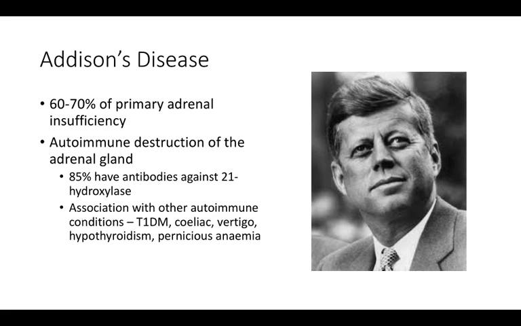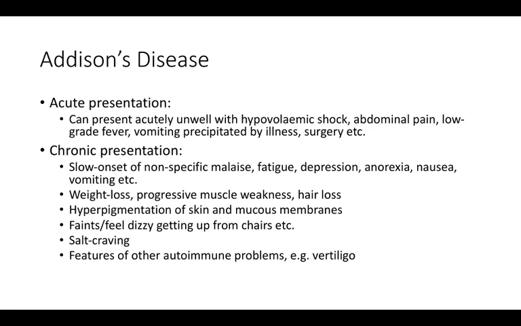Addison's disease constitutes the majority of cases of primary adrenal insufficiency. It's due to autoimmune destruction of the adrenal gland, with 80% of patients having antibodies against 21-hydroxylase. It is also predisposed in individuals that suffer from other autoimmune conditions, including type 1 diabetes, celiac disease, vitiligo, hypothyroidism, and pernicious anemia. Addison's disease can present both acutely and chronically. We'll discuss the acute presentation in more detail later.